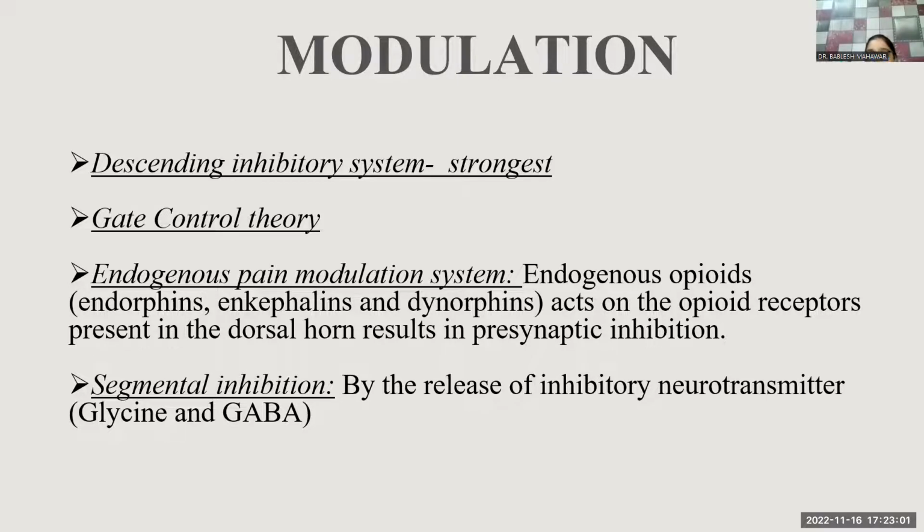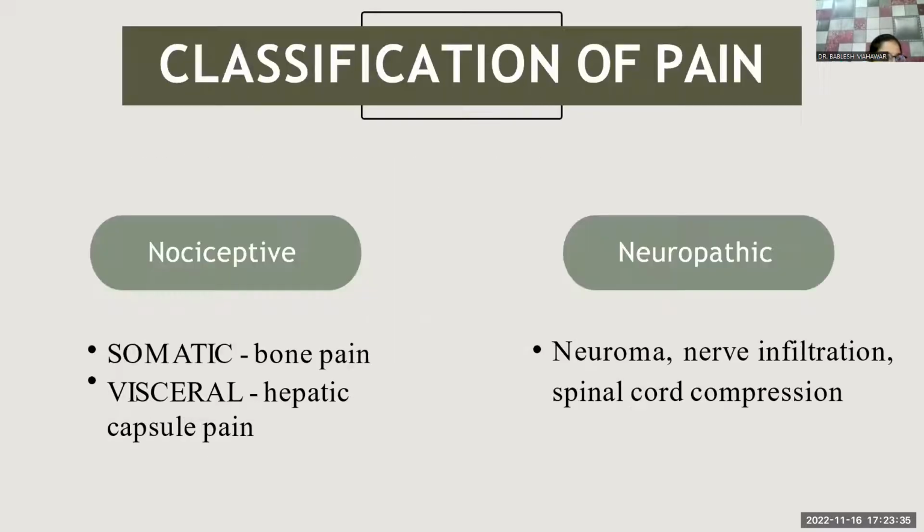The endogenous pain modulation system is those endogenous opioids which are automatically generated by the body at the dorsal horn, just to reduce the further action potentials in the second-order neurons. Then comes the segmental inhibition, that is the release of inhibitory neurotransmitters, glycine and GABA, which further reduce the action potential of the pain fibers. Next slide, please.